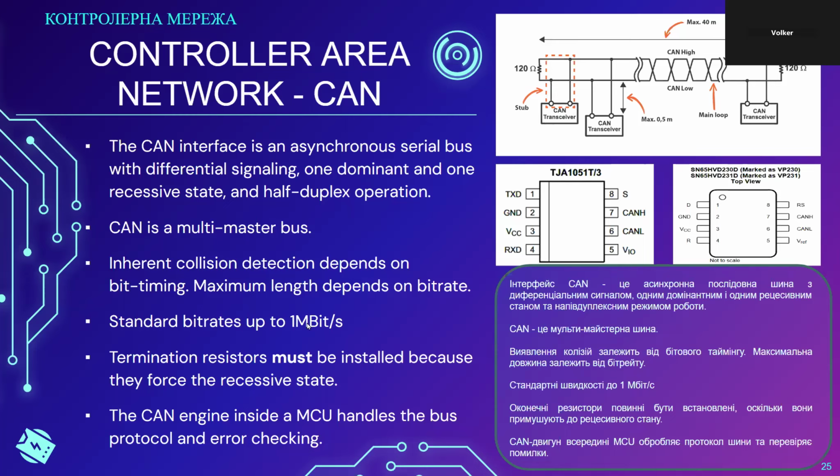The TJA1051T/3 is a very common CAN driver. That one has the advantage that the output lines and input lines that are connected to the microcontroller can have a different voltage level than the CAN bus itself, or the CAN driver itself, I should say. In this case, you see the VIO line. The VCC can be 5 volts, VIO can be 3.3 volts.